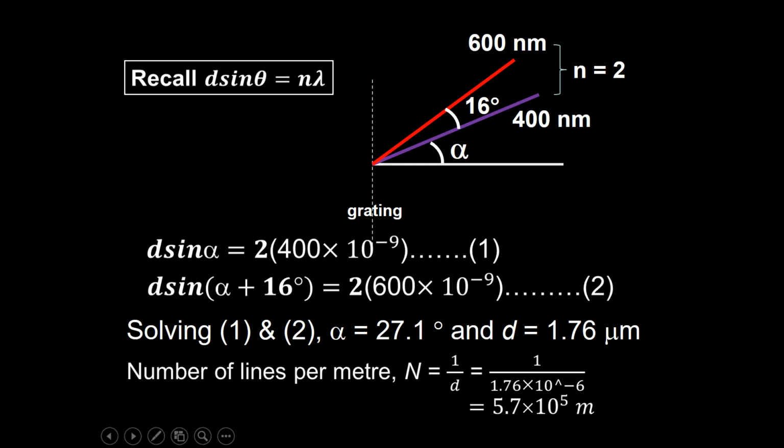Two equations, two unknowns, namely your d and your alpha. So you solve equations 1 and 2. Your alpha should be 27.1 and your d is 1.76 micrometer. So with that, you can find the number of lines per mm. Just take the reciprocal of d. So it's about 5.7 times 10 to the power minus 5 meters.